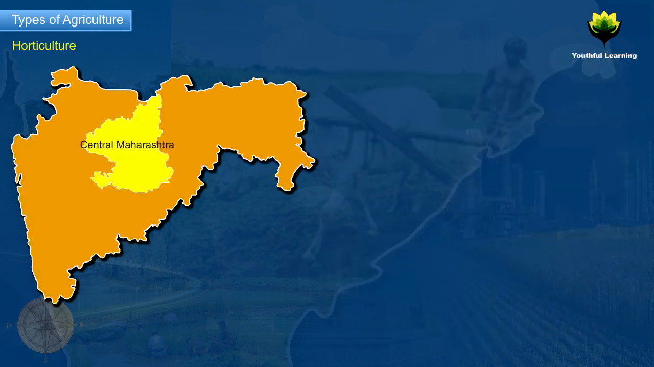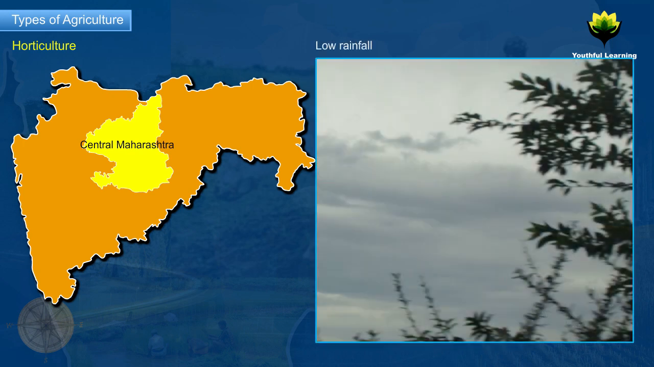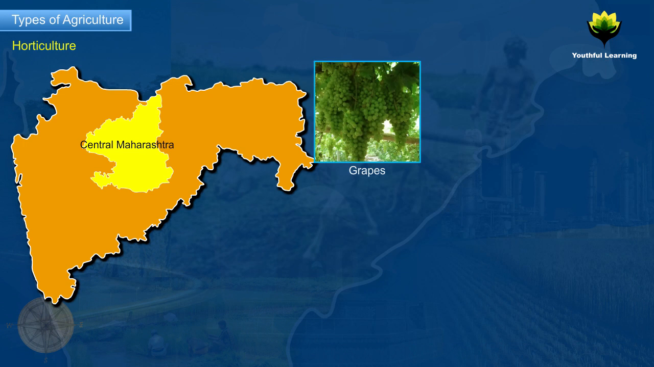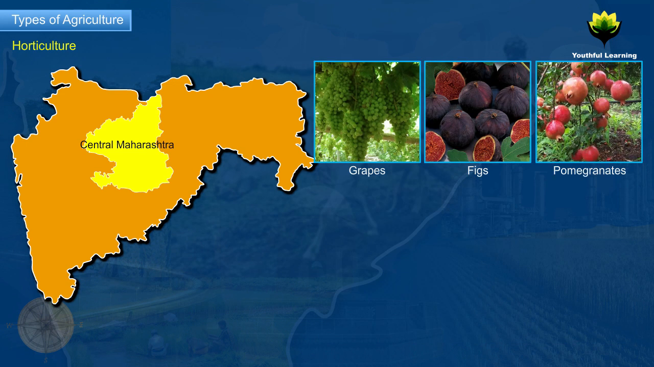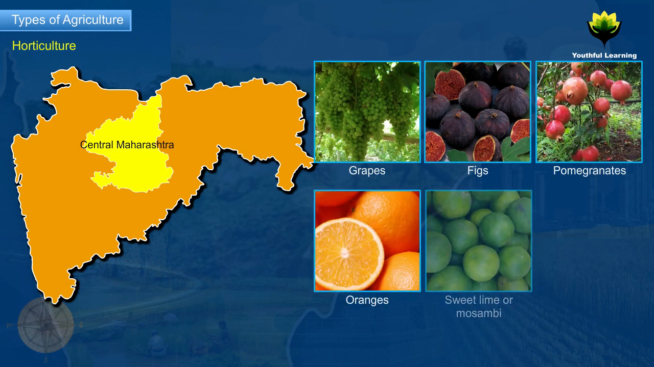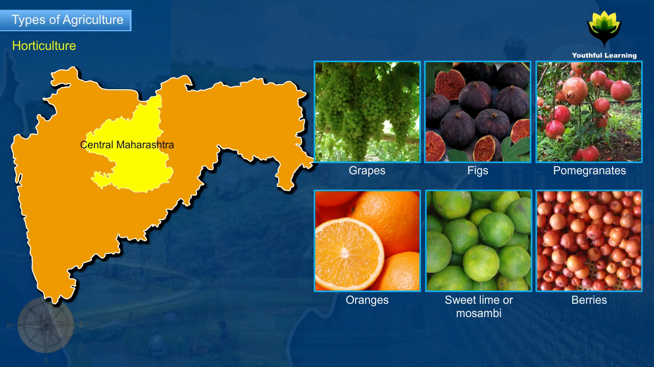Central Maharashtra experiences low rainfall, which is conducive to grow fruits like grapes, figs, pomegranates, oranges, sweet lime or mosambi, and berries, etc.